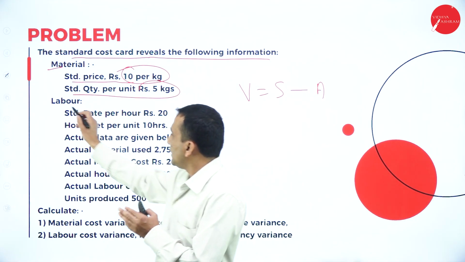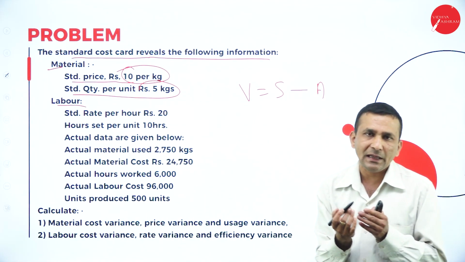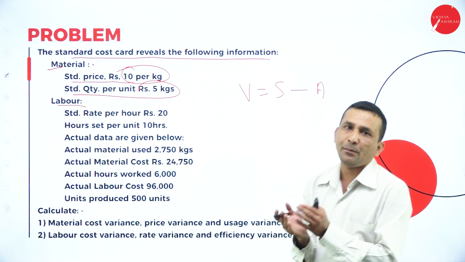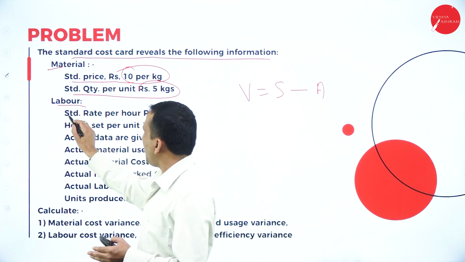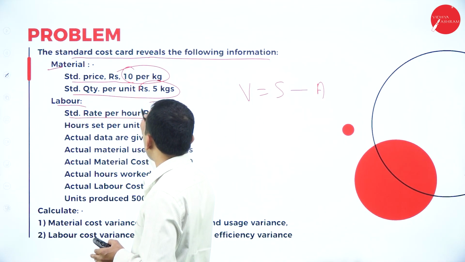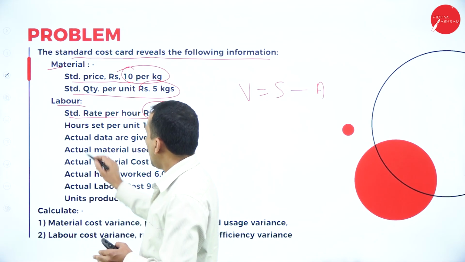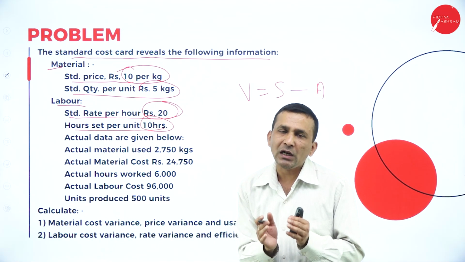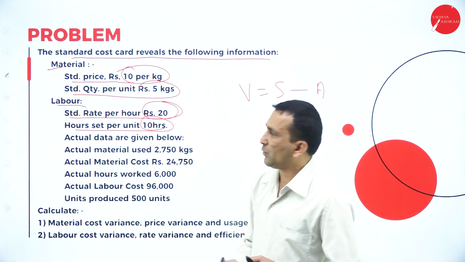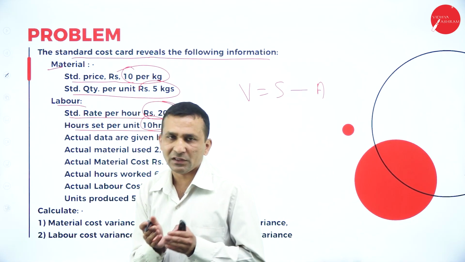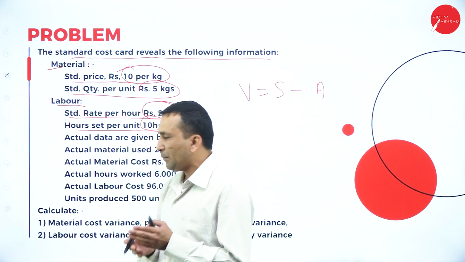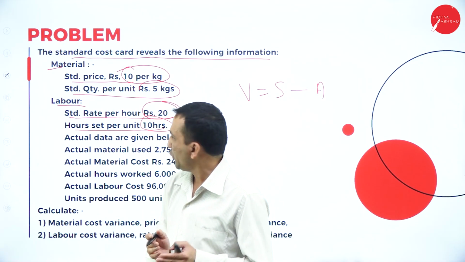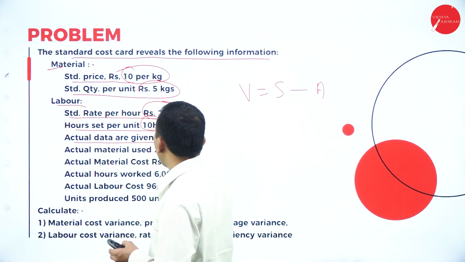Obviously here under variance we are calculating material related and labor related. So under labor cost, the standard rate per hour is 20 rupees, and hours set per unit is 10 hours. So we need to take the total, how many hours the labors are working. Even for the material, whatever the quantity is given, we need to multiply by how many products we are producing. So actual data are given below.